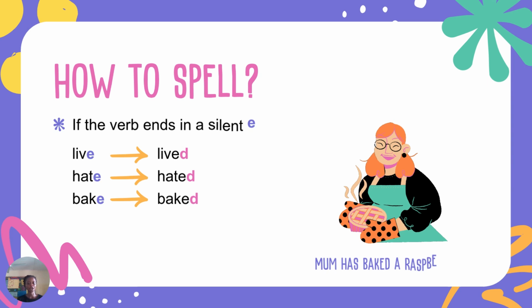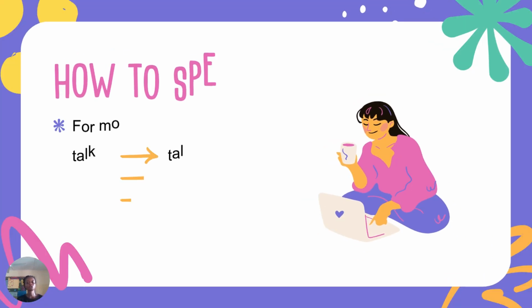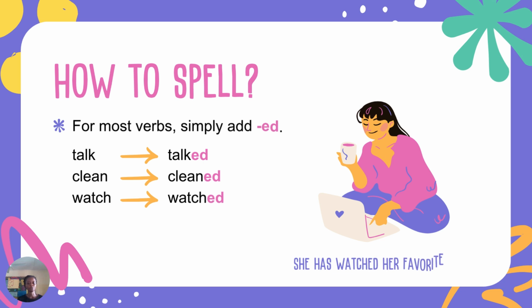For example, if the verb ends in a silent E, simply add D. For example, live, hate, bake. Simply adding D gives you the past participle form. And if you also notice, it's the same for their past tense. Lived, hated, baked.